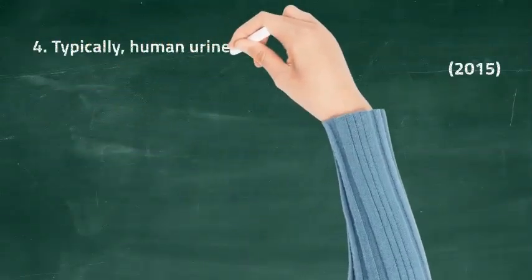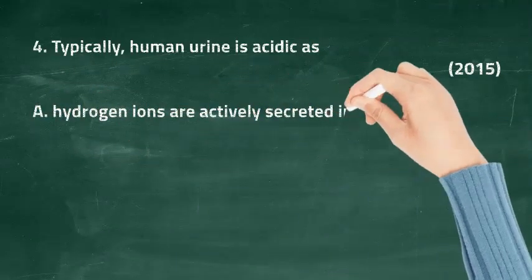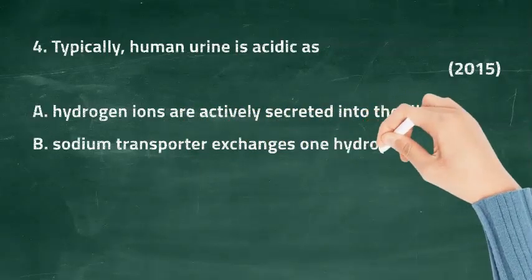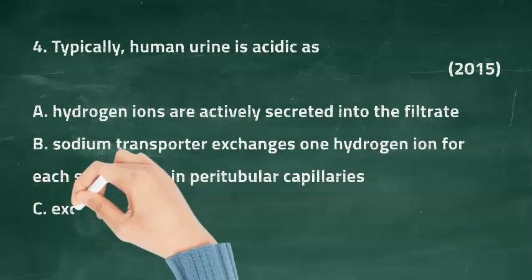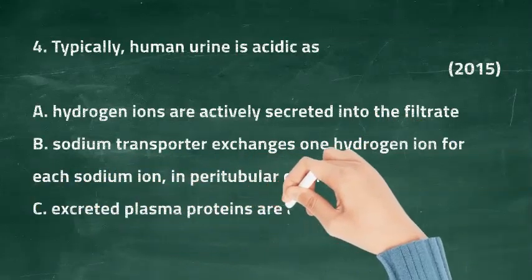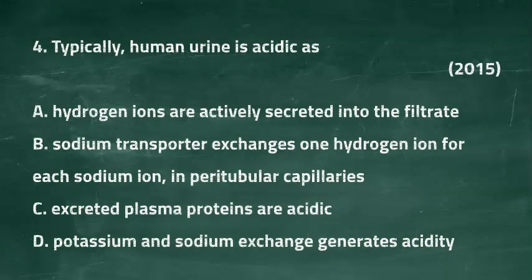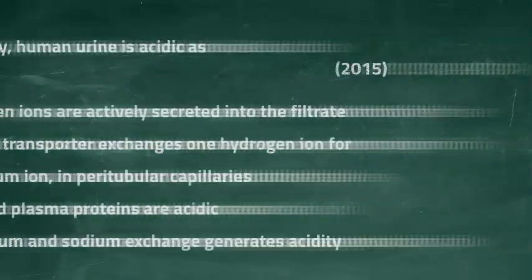Question 4. Typically, human urine is acidic as: option A is hydrogen ions are actively secreted into the filtrate. Option B is sodium transporter exchanges one hydrogen ion for each sodium ion in peritubular capillaries. Option C is excretory plasma proteins are acidic. Option D is potassium and sodium exchange generates acidity. The right answer is option A, hydrogen ions are actively secreted into the filtrate.